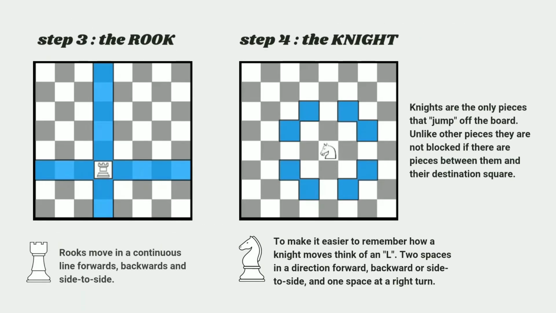Now, moving to the third step, knowing the rook. Rooks move in a continuous line forwards, backwards, and side to side. Step 4. The knight.